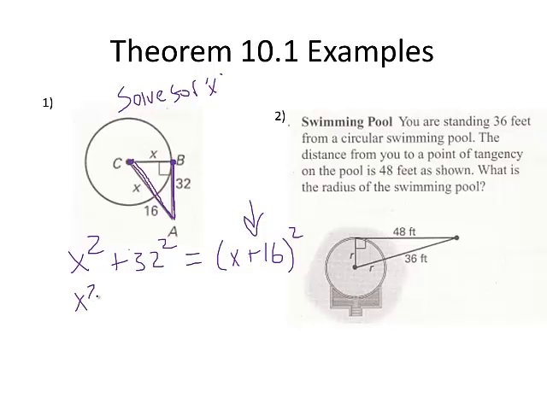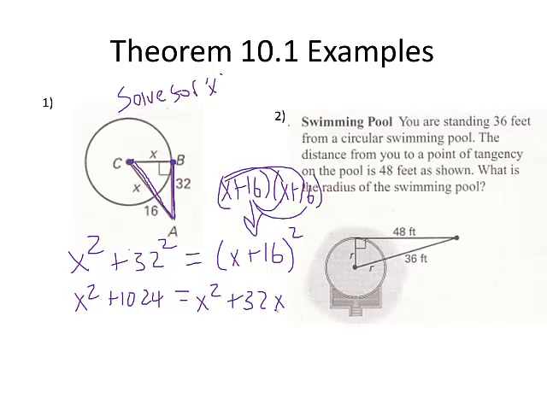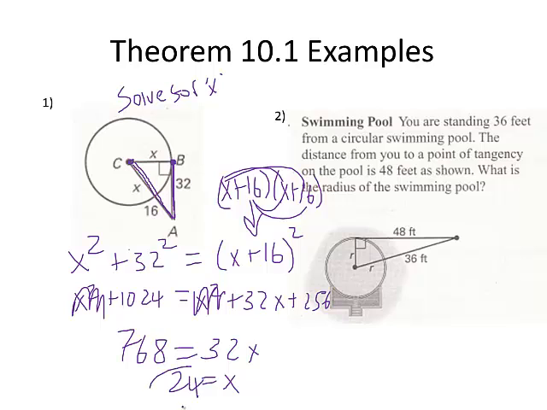So in this case, I'm going to do x squared plus 1024 equals, if you want to write it above here, x plus 16 times x plus 16. First, outside, inside, last. So we have x squared plus 32x plus 256. And you solve. The nice thing about this is the x squareds cancel out. So once we have this, we subtract 256. We get 768 equals 32x. Divide, we get x equals 24. So that's my value of x.